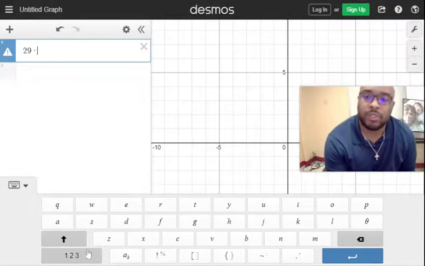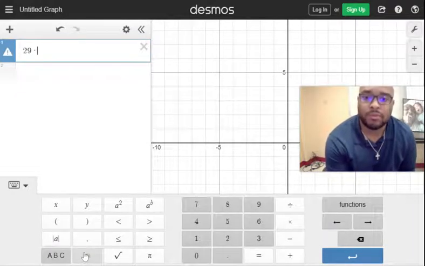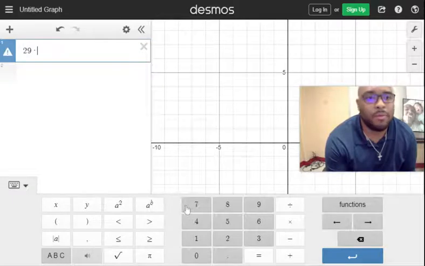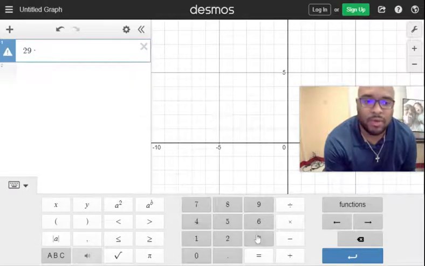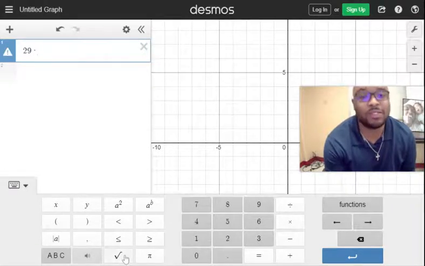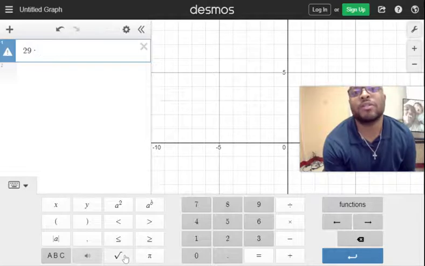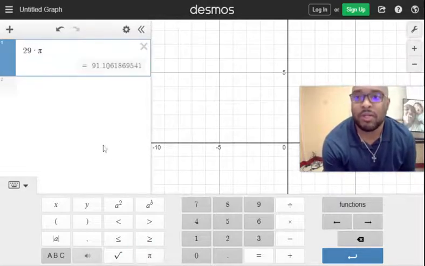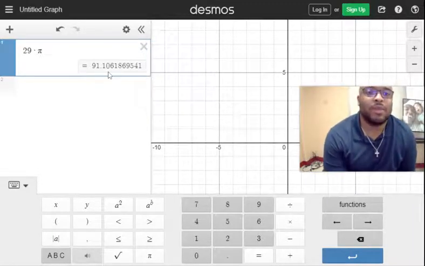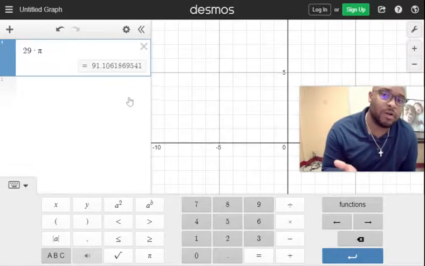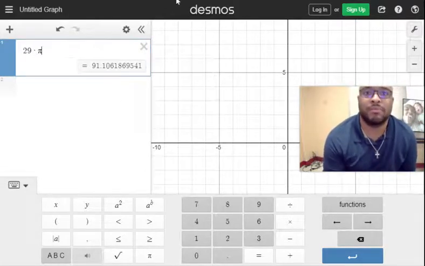So then what are we going to use for pi? Well, if I look around a little closer, you were told to use 3.14, but I feel like, oh look, right next to square root is the pi button. So you're going to have to open your eyes, ladies and gentlemen. Pi right there, and then we get 91.10618695541. All right? So for the purposes of our assignment, we have 91.10.